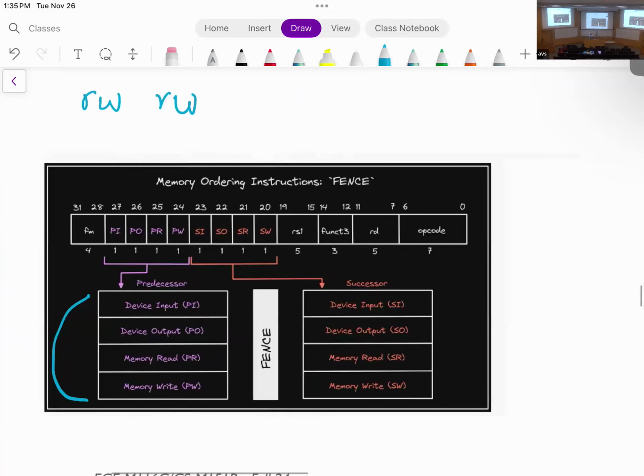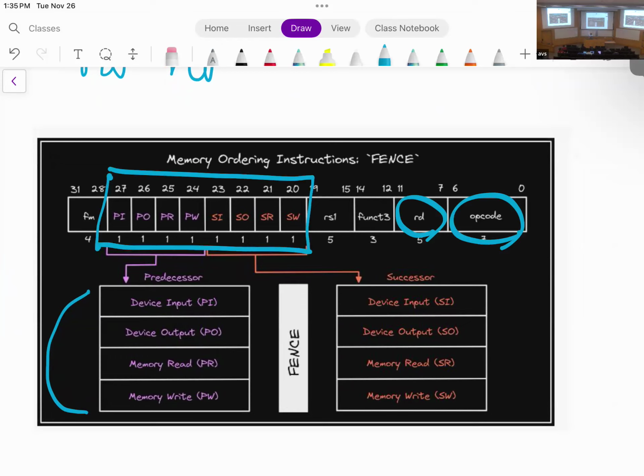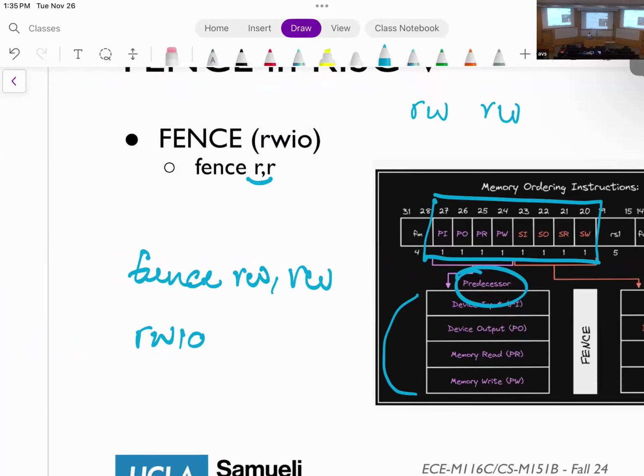The way that we actually write this is, as I said, this is literally an instruction. So you have the opcode and RD and all that. These flags are basically here. So for example, if I write 1 to bit 27 and 26, that's how I maintain this RW. This is called predecessor and this is called successor. So I change the predecessor and successor based on that. Okay? So this is the way that we implement this in RISC-V.